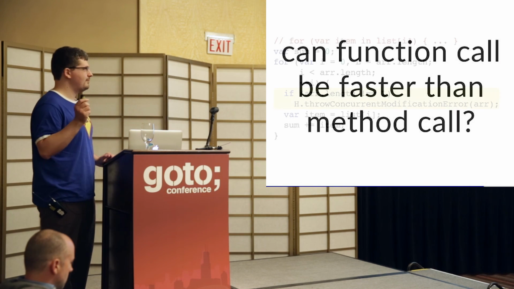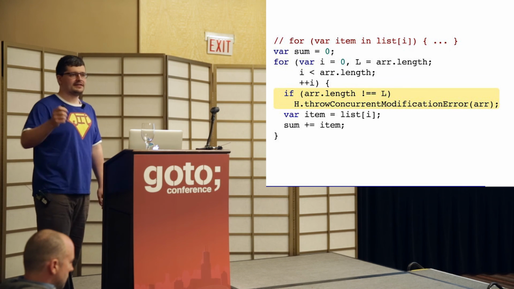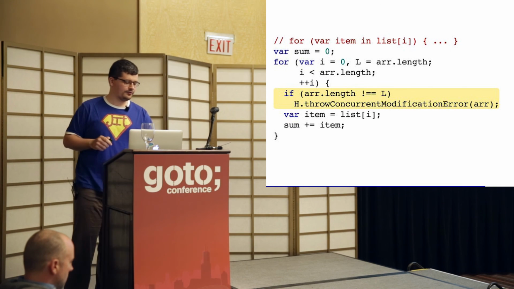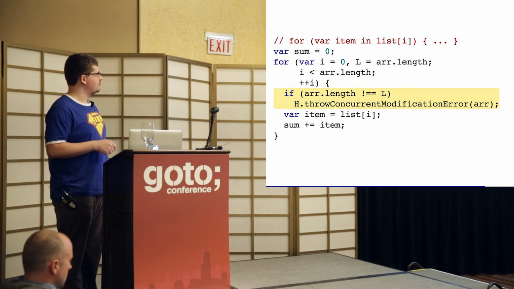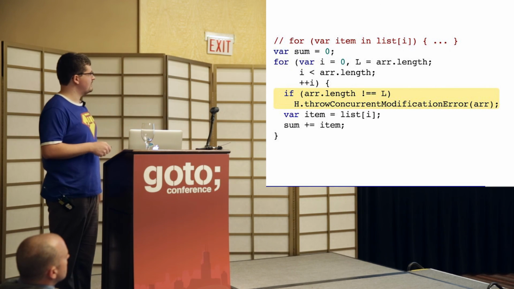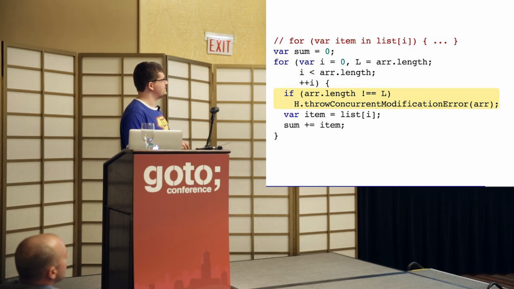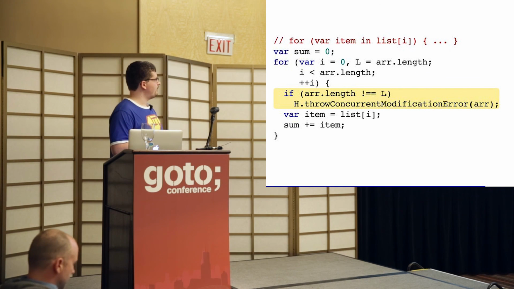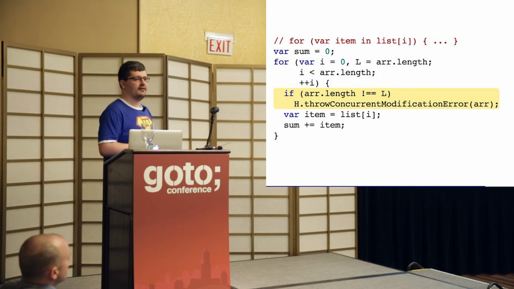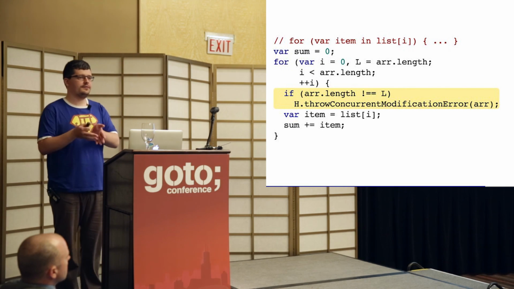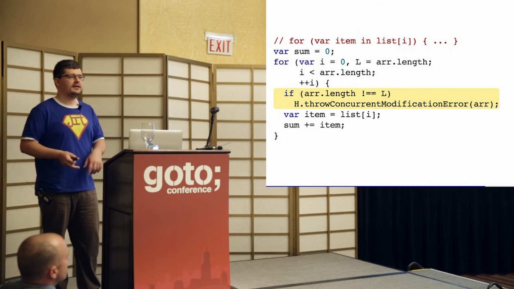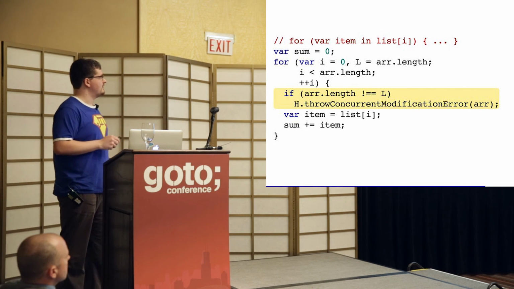Well, it turns out it can be. As I said, I work on the Dart team, and we have a compiler to JavaScript, and that's what the compiler sometimes produces. This is a loop iterating over the list. We produce almost the JavaScript loop, but it has the concurrent modification check there, which checks that if you modify the length of the list inside the loop, then it will throw an error.